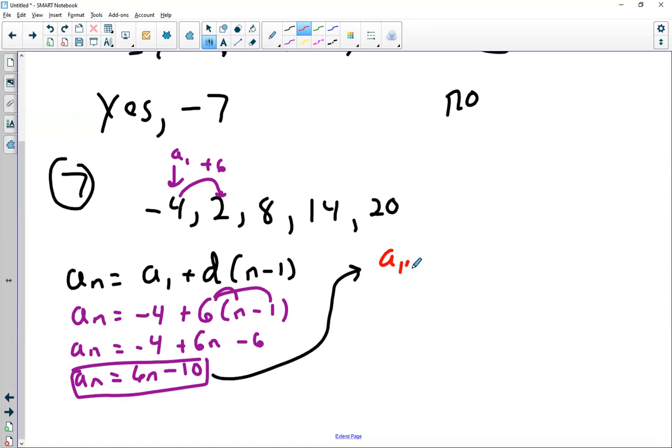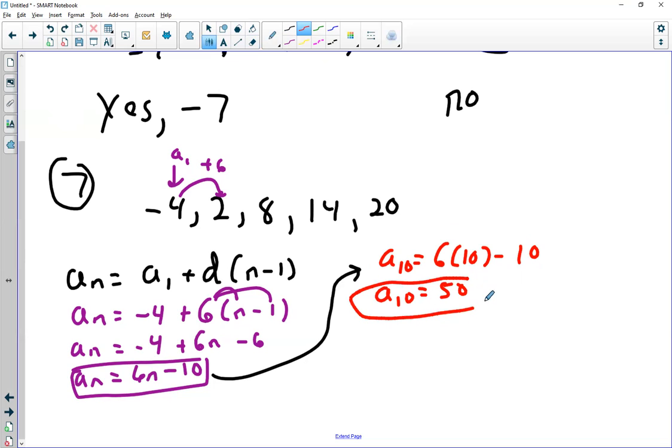Wait, so what are we trying to do right now? It says in the instructions, first find the arithmetic sequence, then find A10. Oh, so can I just keep adding? You could just keep adding, but since you already have the formula, I'm just going to plug it in. I would just do 20 plus 6 and then 26 plus 6. You could, I said it in the beginning very quickly. That's totally fine. A10 equals 50 though in this one.